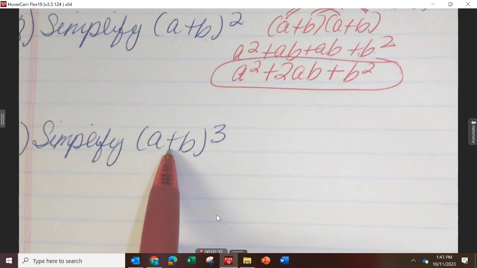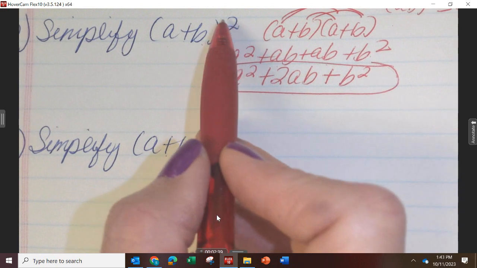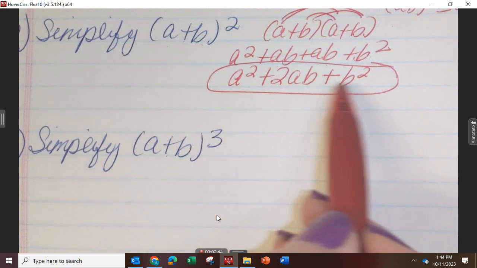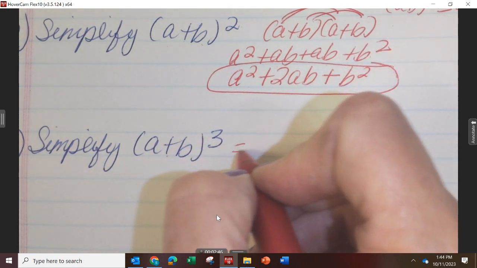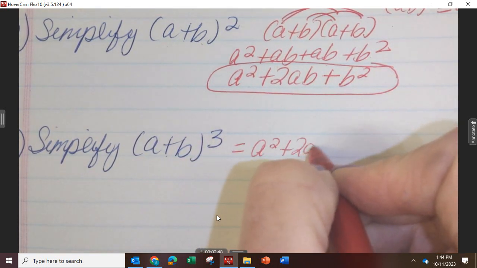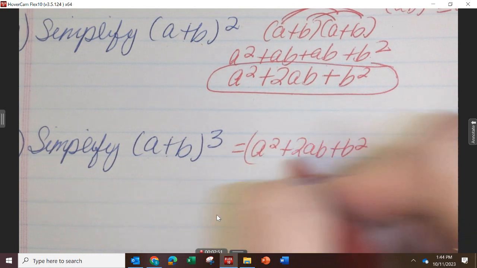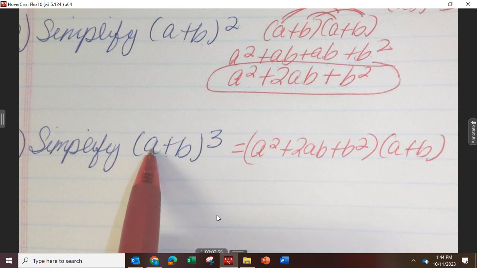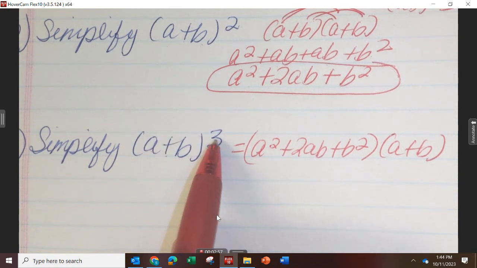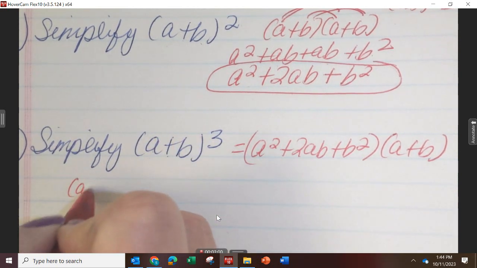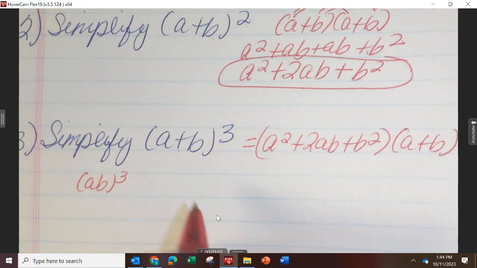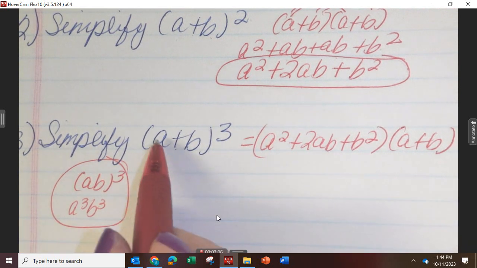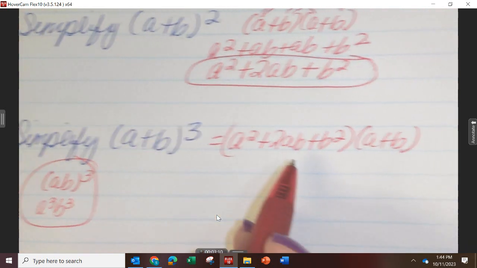Okay, now I have to do a plus b quantity cubed. Well, I just did a plus b quantity squared, so all I have to do is take this that I already found, and I have to multiply that by another a plus b. This is not just a cubed plus b cubed. If it had been multiplication, like if it had been a times b cubed, that's a cubed b cubed. That's fine. But you cannot do that with this. You have to multiply it all out.